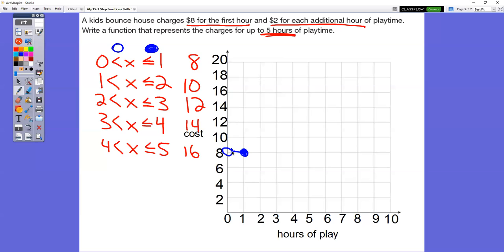At 10, from one to two. At 12, from two to three. At 14, from three to four. And at 16, from four to five. We stop right there because they only wanted you to do up to 5 hours exactly.